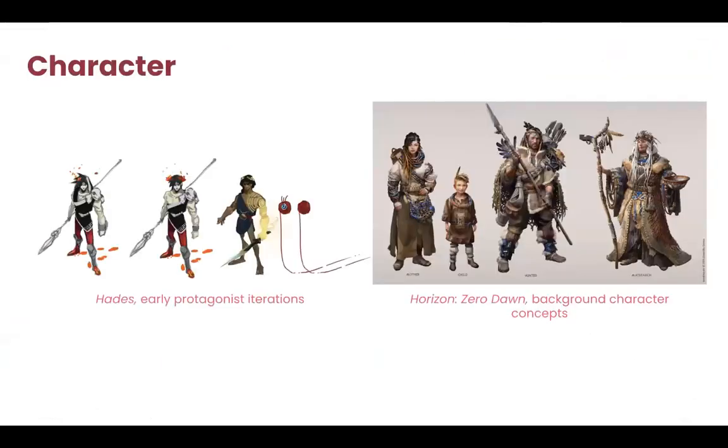Examples. So I chose a couple of different examples of character concept art that are from two very different styled games. The first one is from Hades. These are some early protagonist iterations that the concept team came up with. What's really interesting to note here is that the perspective used in this piece is a sort of isometric perspective looking down at the character, which is really important because Hades, if you've never played the game, although I'm sure many of you have, is a game that's played in isometric perspective.